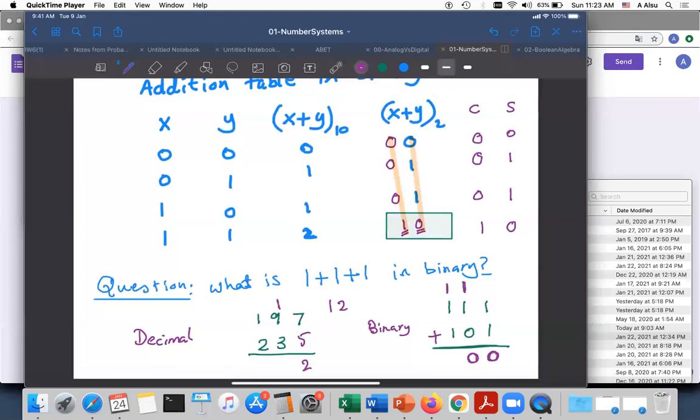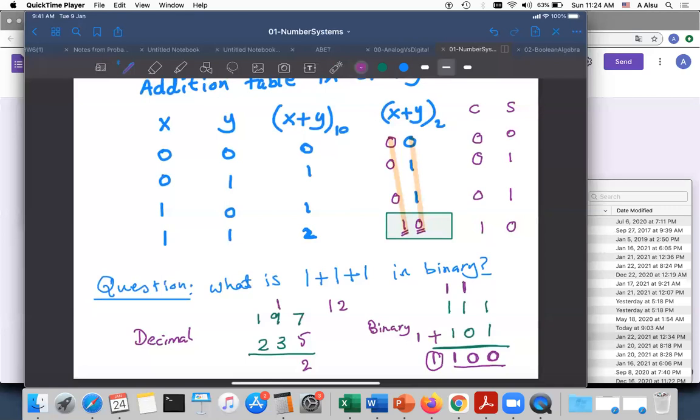And then finally, 1 plus 1 plus 1 is 1 1. 1 with a carry of 1. So there is a carry of 1, and this carry comes down. So the answer is going to be 1 1 0 0. Okay, and the final carry is 1. So you can say that the answer is 1 0 0 with a carry of 1.